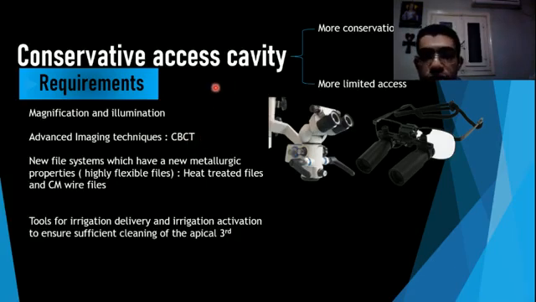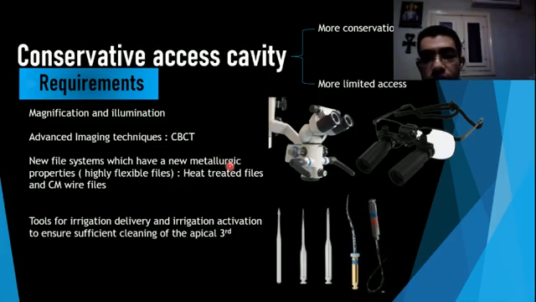Also for the conservative access cavity, as it is more narrow and more constricted, we may have a risk of missed canals or missed anatomy. So having a preoperative CBCT prior to starting the treatment will make us sure of the number of canals and the number of roots that we have, so we will not have a risk of missed canal or missed anatomy.